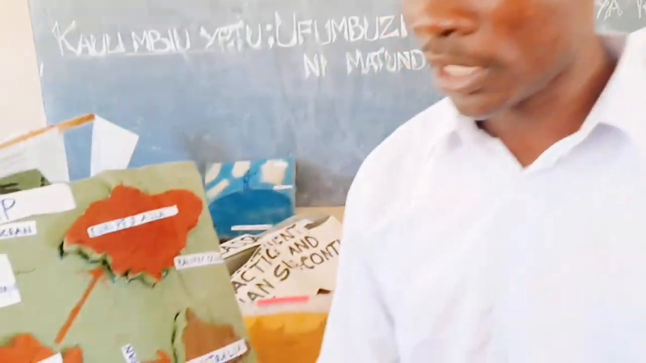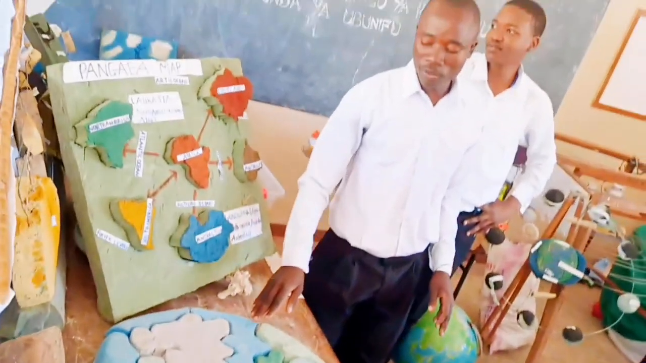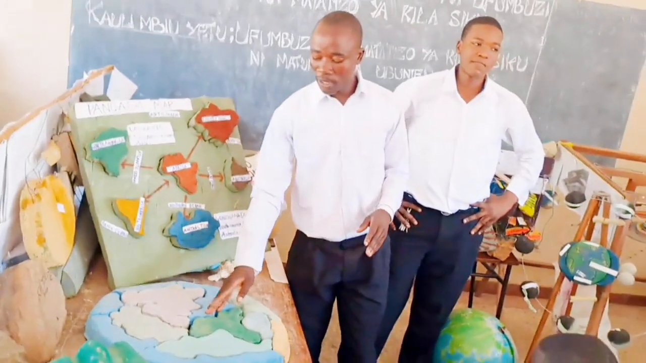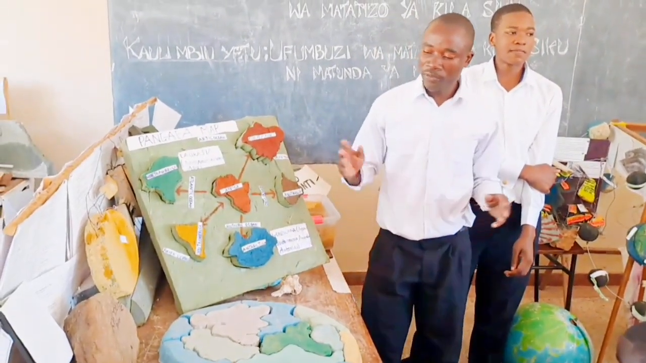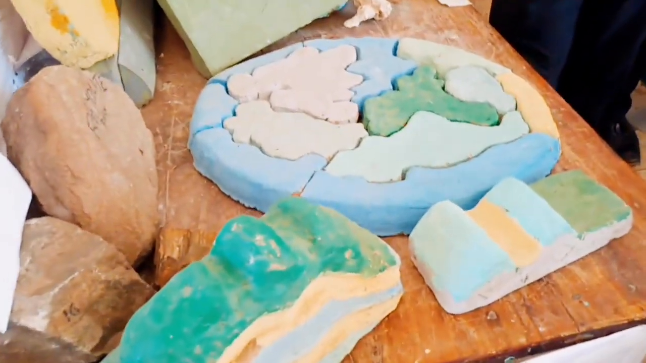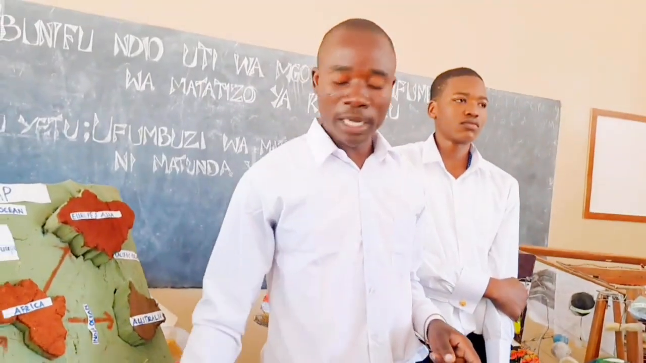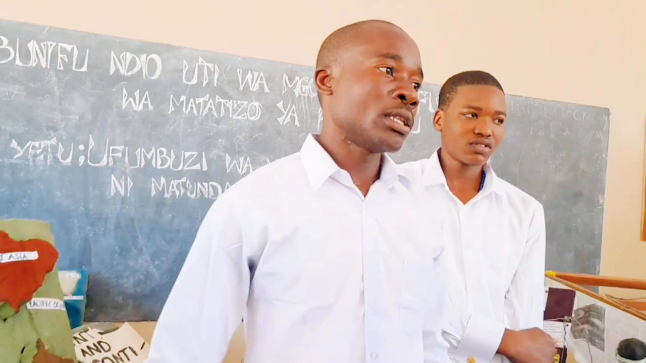Before the division of Pangaea, different continents were formed. After the continents were formed, other features were formed, like valleys, mountains, and so on. So the conclusion is that before Pangaea was divided, I think there was a flood. Okay, good. Thank you.